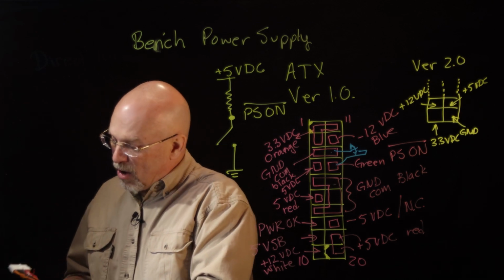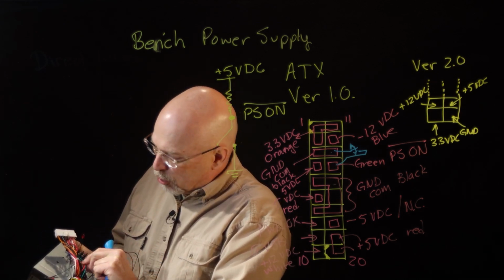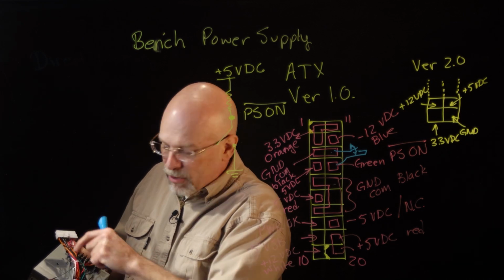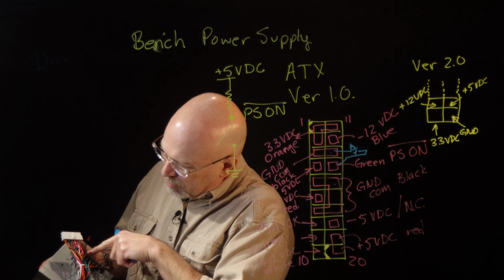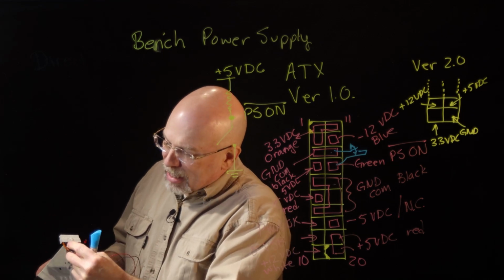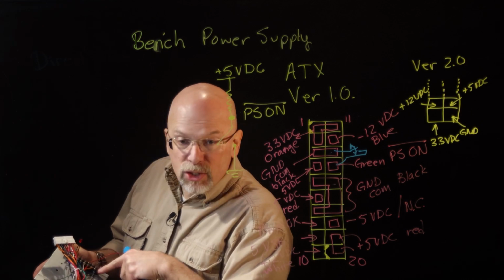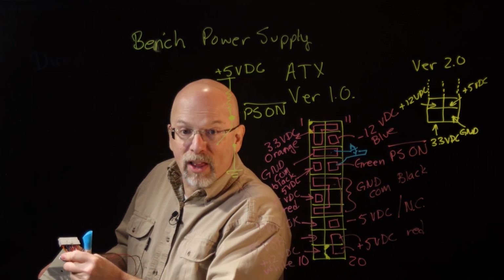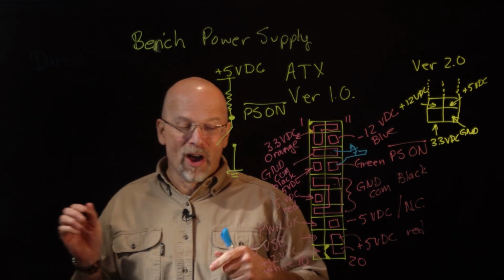On this one, all I did was simply clip off the PS on wire, the green wire, from this connector, connect it to this terminal strip right here, connect it to one side of the switch, and then connect the other side of the switch to the ground connection, so that all I had to do was switch back and forth, and you had a power supply on-off switch.